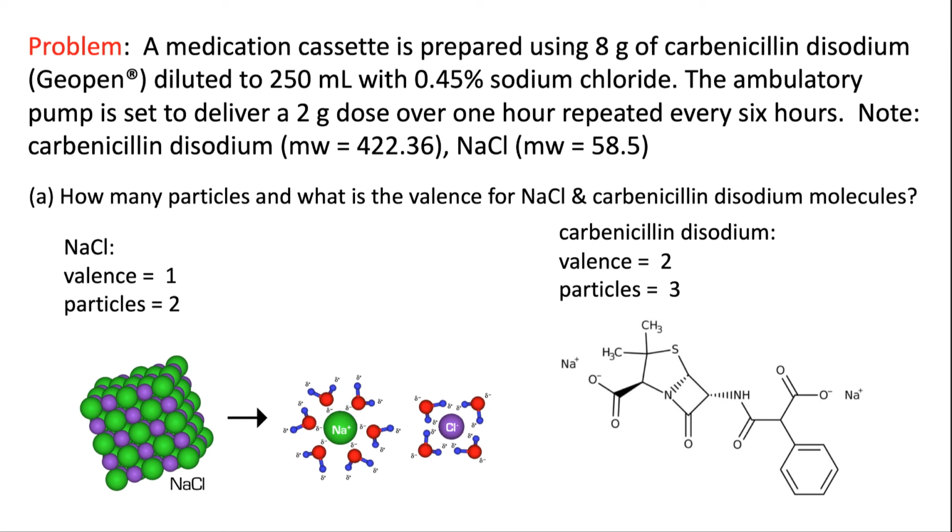And the number of particles, though, is going to be 3, because here we make the molecule by combining it with sodium, and it takes 2 sodiums, equivalent to 2 positive sodium ions, to equal 1 negative 2 carbenicillin molecule. So sodium plus carbenicillin equals 3 particles.